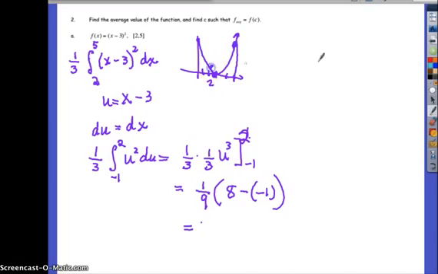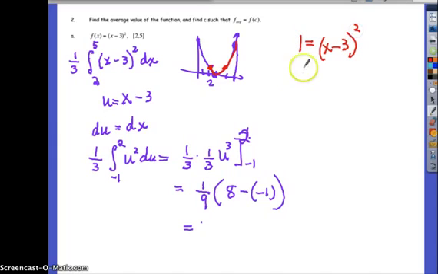Okay, so we're looking at this part of the graph. We found that the average y value is 1, which is right here. So which x value gives us 1? Where is our output equal to 1?